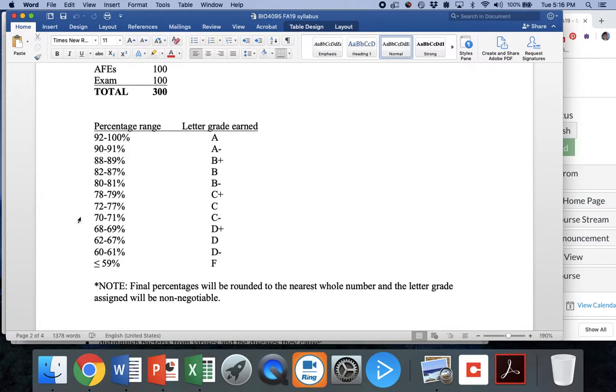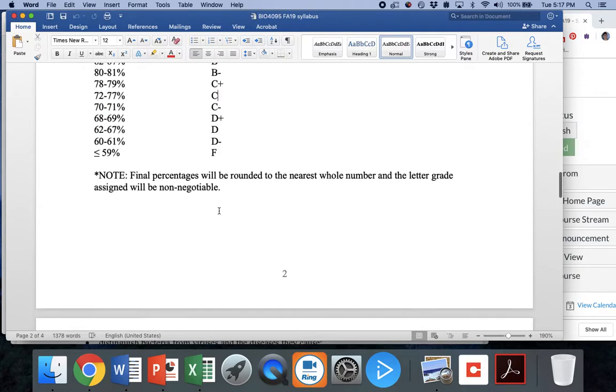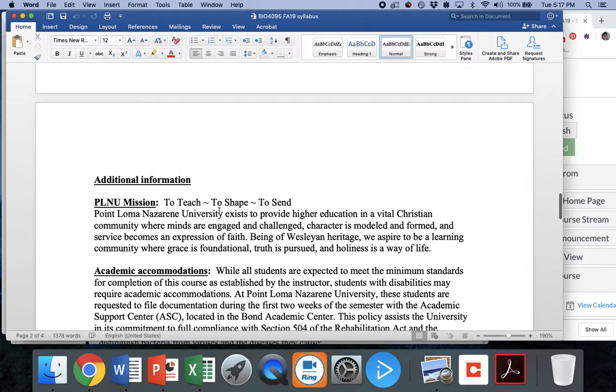So when I say rounded, what do I mean? Let's take a look at this one. If you've got a 71.2, then you get a 71 and you've got a C- in the class. If you got a 71.6, that's going to bump you up to a 72 and give you a full C. So I'm rounding to the nearest whole number, and then that final letter grade is non-negotiable. So make sure you can live with that, and please, please, please don't come asking me to just do you a favor and give you a better grade than what you earned.